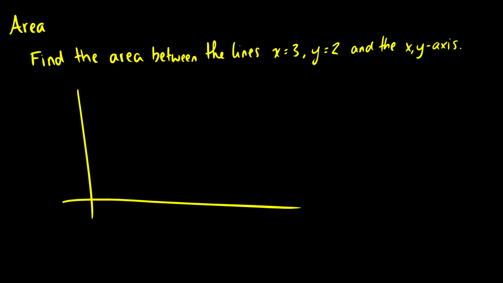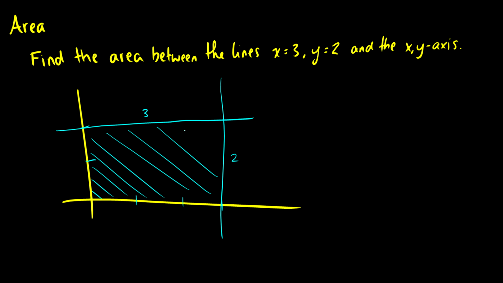So here are some really simple problems. Find the area between the lines x equals 3, y equals 2, and the x and y axes. When we have a graph here, we want x equal to 3, so we have a line here. We want y equal to 2, which is right here. So we know that this height is going to be 2, and the length is going to be 3, and we're asked to find the area inside of this box, which we know very simply is A equals 3 times 2, which is equal to 6.